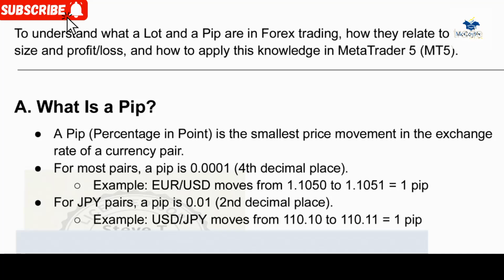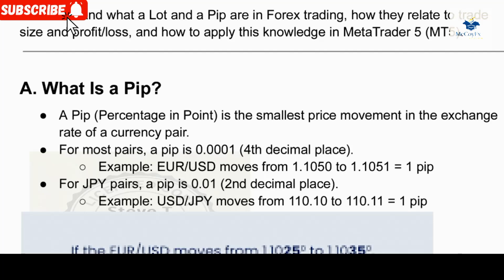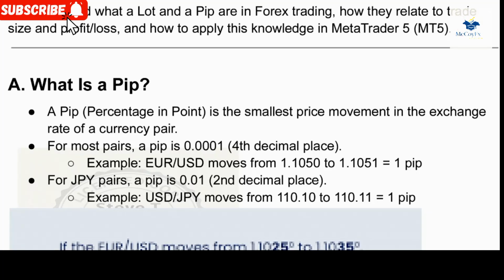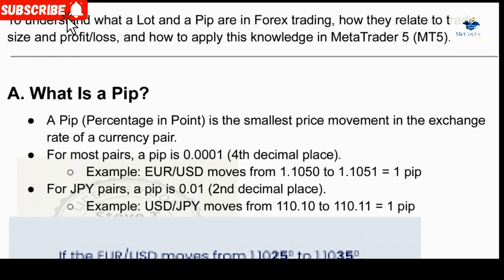So if you check, we have 0.0001. The one there is what we call a pip. Example, EUR/USD moves from 1.1050 to 1.1051. The move here is equal to 1 pip, because if you deduct 1.1050 from 1.1051, you will have 1 as your answer, and that is your pip.